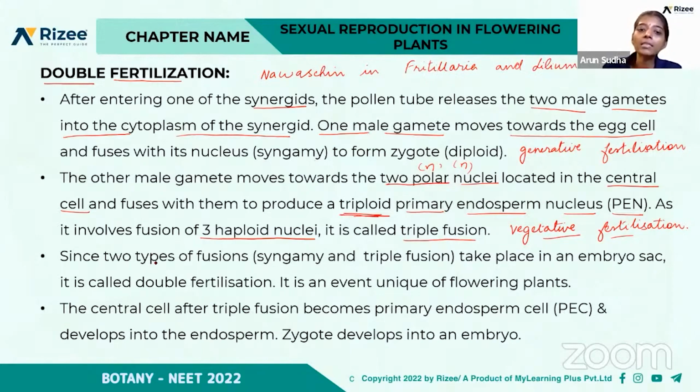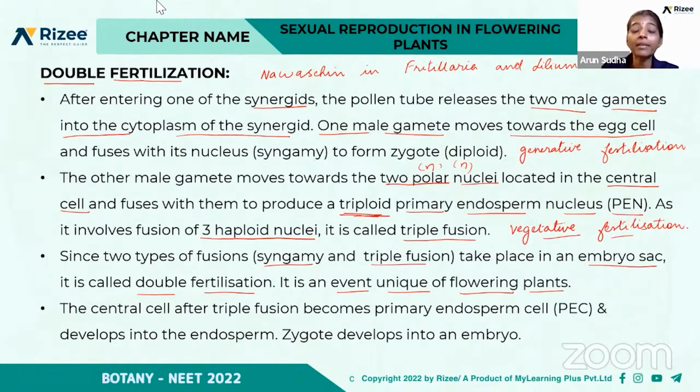Since two types of fusions, that is syngamy and triple fusion, take place in the embryo sac, even in a single embryo sac two types of fertilizations are happening. So it is called double fertilization, and it is a unique event in flowering plants, that is angiosperms. Only angiosperms show this feature of double fertilization, right? So it is an important event involving two types of fusion. So it is clear, right?